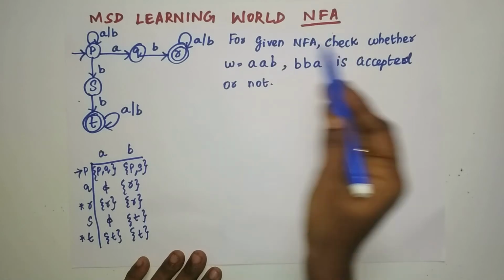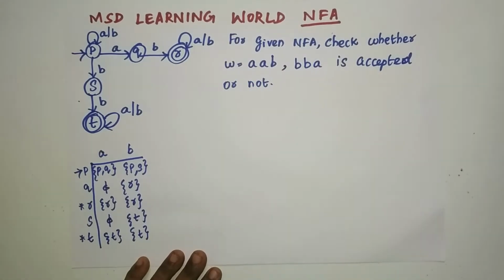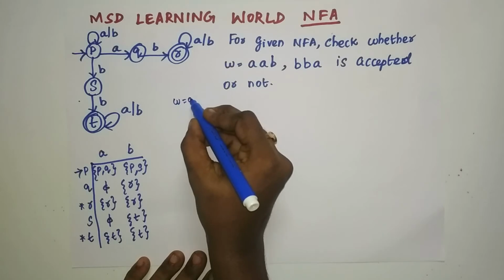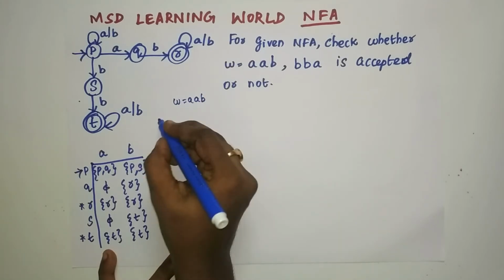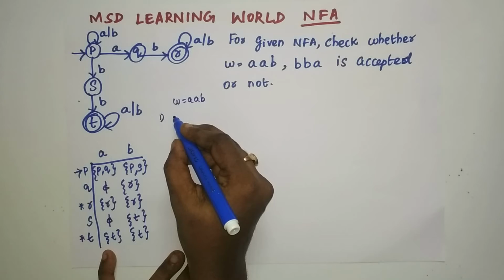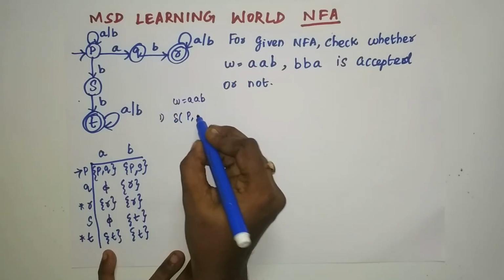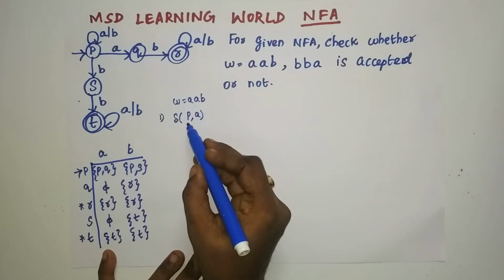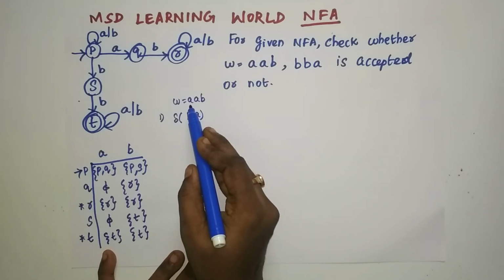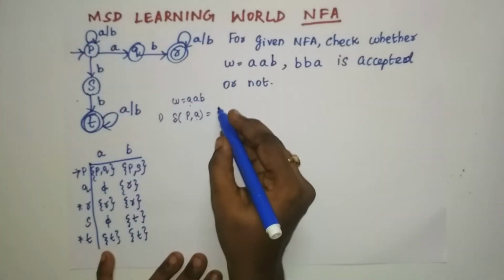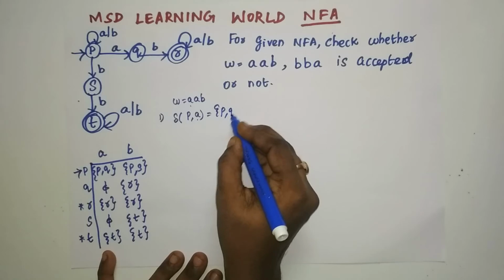For the given NFA, check whether the two inputs, W equal to AAB and W equal to BBA, are accepted or not. Let us take the string W equal to AAB. The first step is to start processing with the initial state. So del of P, A. You must always start with the initial state and a single symbol from the given input string. So del of P, A goes to the set {P, Q}.